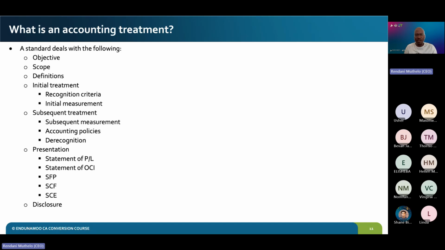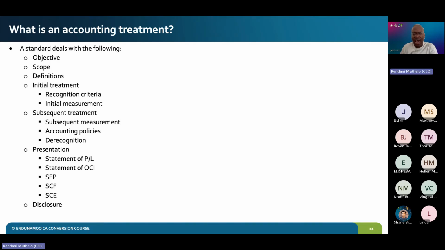Then presentation, I've already mentioned, it tells me that when I put it in the books, which books? Oh, the statement of financial position. So SFP is the statement of financial position. SCF, it is the statement of cash flows. Statement of P&L, statement of profit or loss. Statement of OCI, statement of other comprehensive income. Statement of SCE, statement of changes in equity.